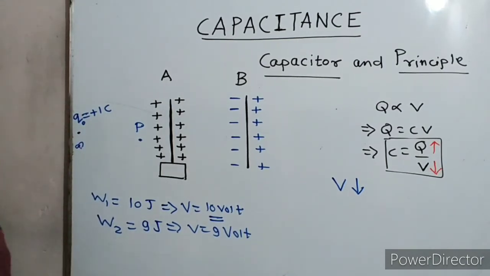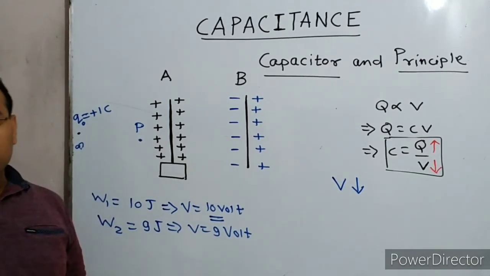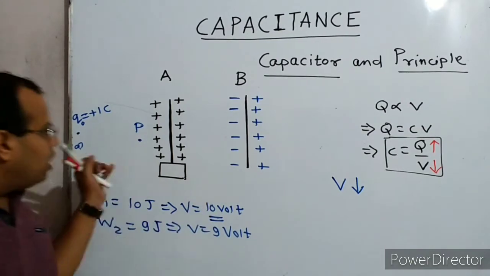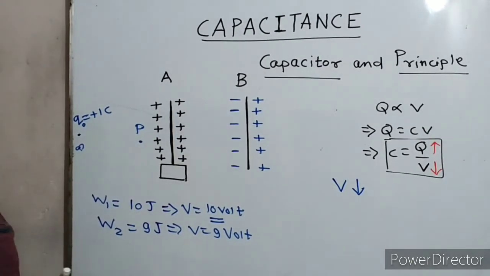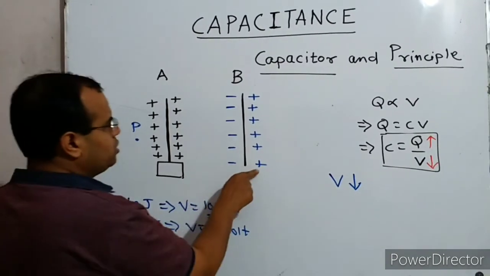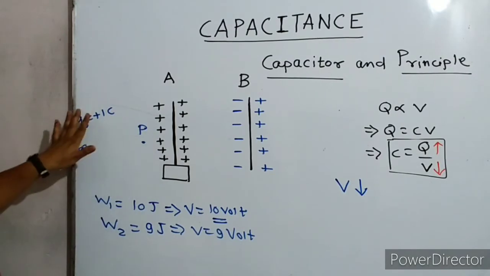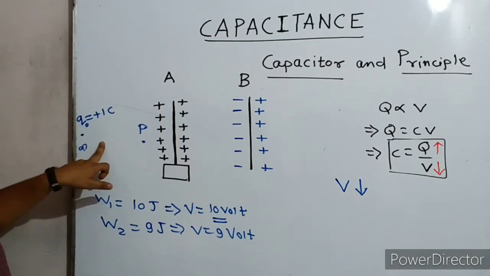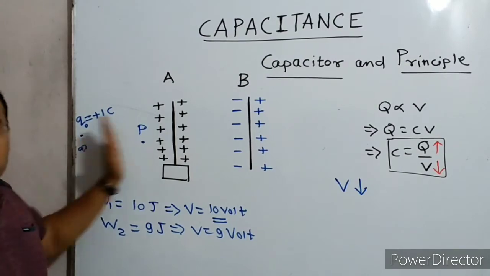Why am I saying 9 joule work? Because this negative charge will attract this positive charge, and due to that the work done will decrease, because some attraction force is acting due to the negative charges which are there. Also, in this case, this layer of positive charges is repelling this positive charge, and they are actually increasing the work, because they are repelling, so we have to do some work.